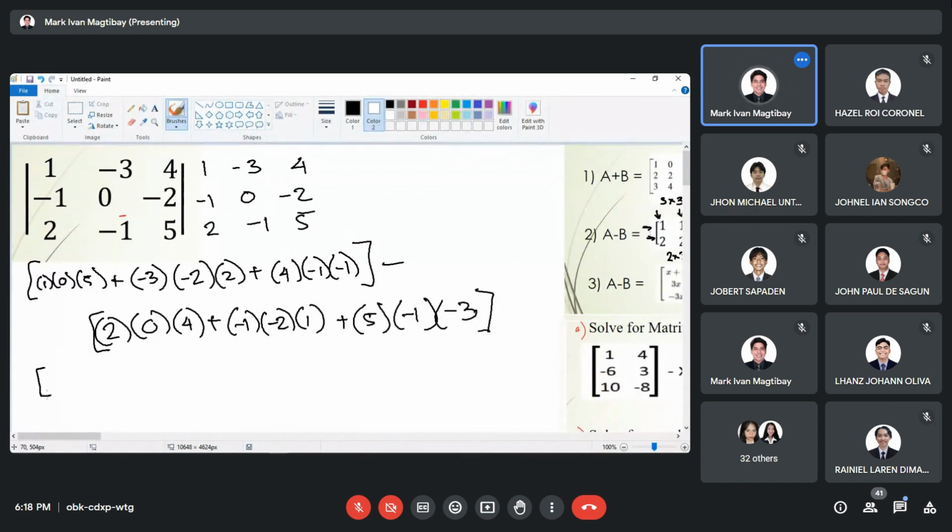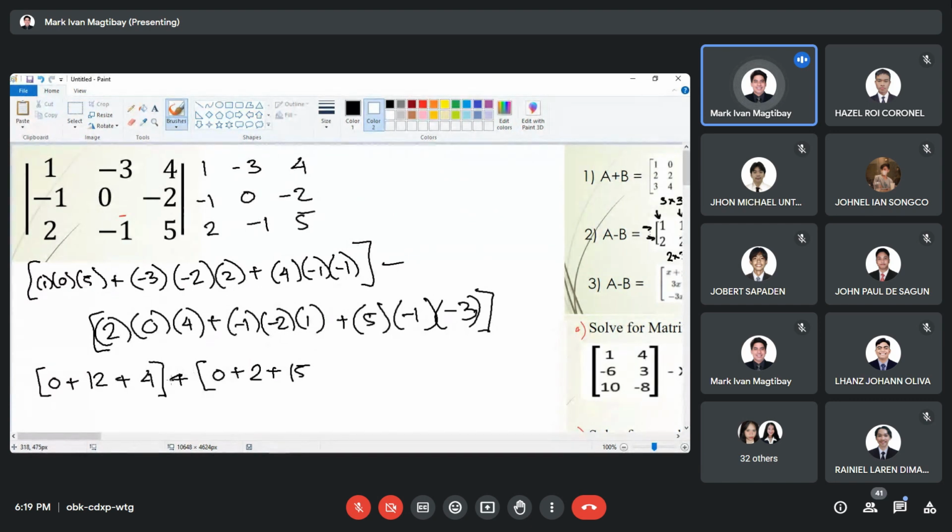Okay? So, this would be 1 times 0 times 5 is 0, plus negative 3 times negative 2 is negative 6 times 2 is 12, plus 4 times negative 1 is negative 4 times negative 1 is 4 pa rin po. Okay? Plus, excuse me, 2 times 0 times 4 is 0, plus negative 1 times negative 2 is negative 2 times 1 is 2 pa rin. And then plus 5 times negative 1 is negative 5 times negative 3 is positive 15.